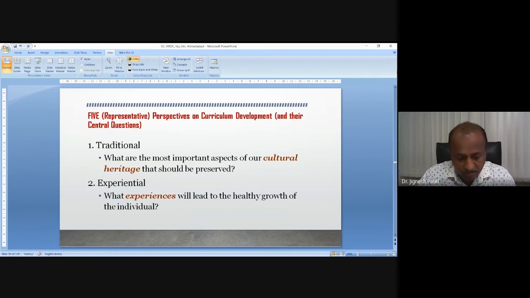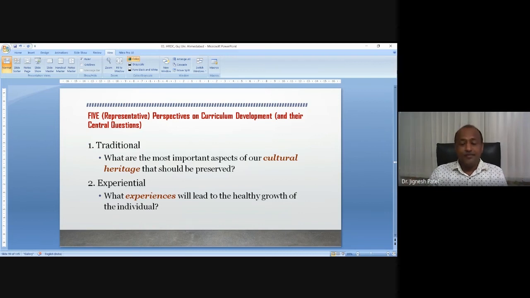While framing this curriculum, while talking about the curriculum design, we can say that sometimes we have to preserve our cultural heritage as well, social rituals, whatever the society is following, that we have to pass through generation to generation. For that, we have to focus the traditional perspective of curriculum development. So sometimes we have to give some weightage to our cultural tradition and heritage as well. Second one is experiential. Experiential, what experiences lead to the healthy growth of the individual.